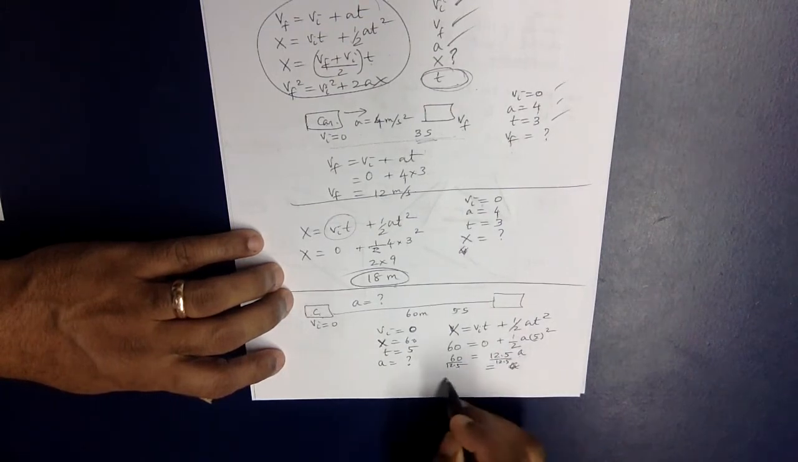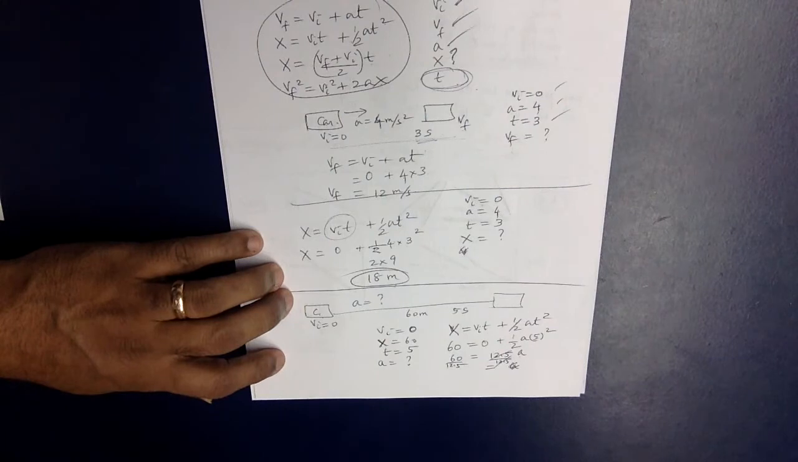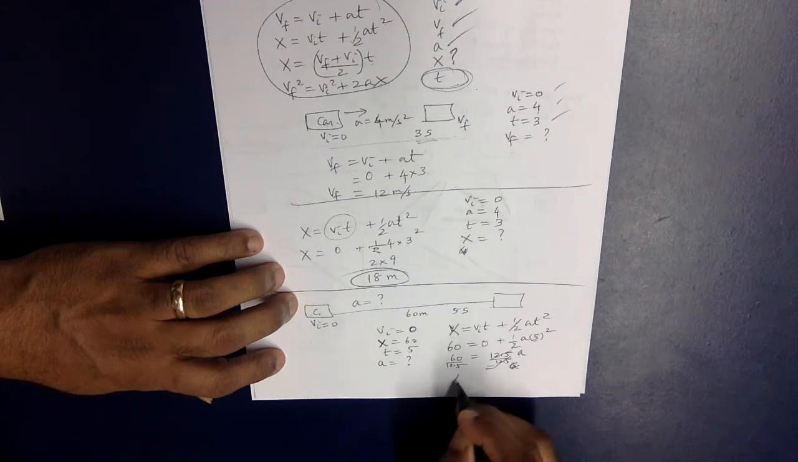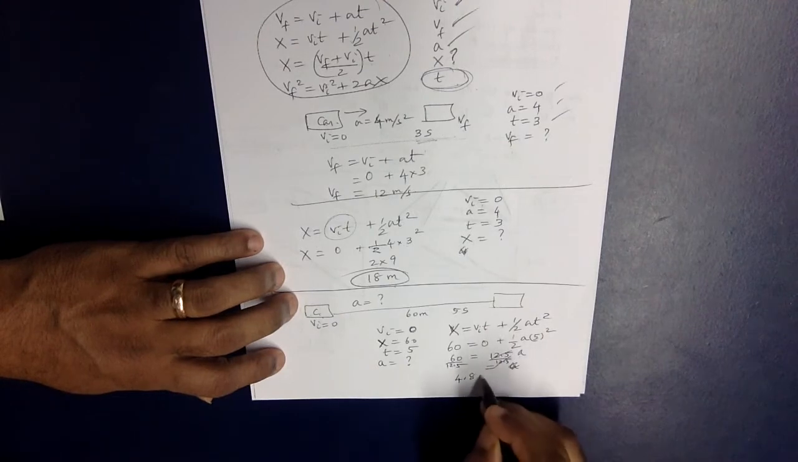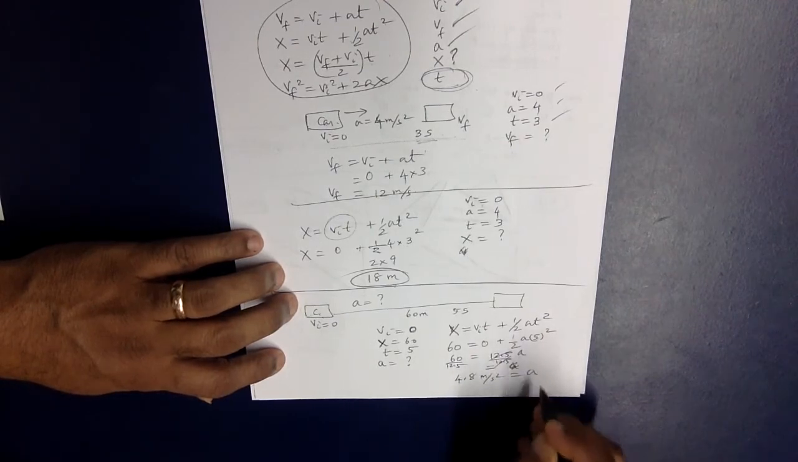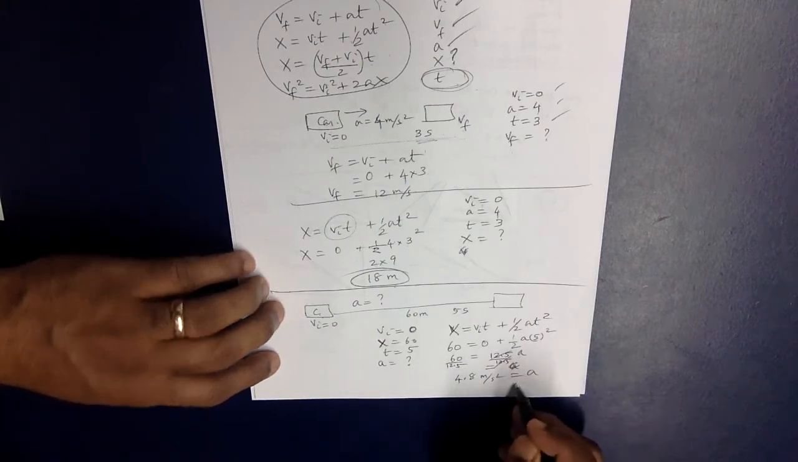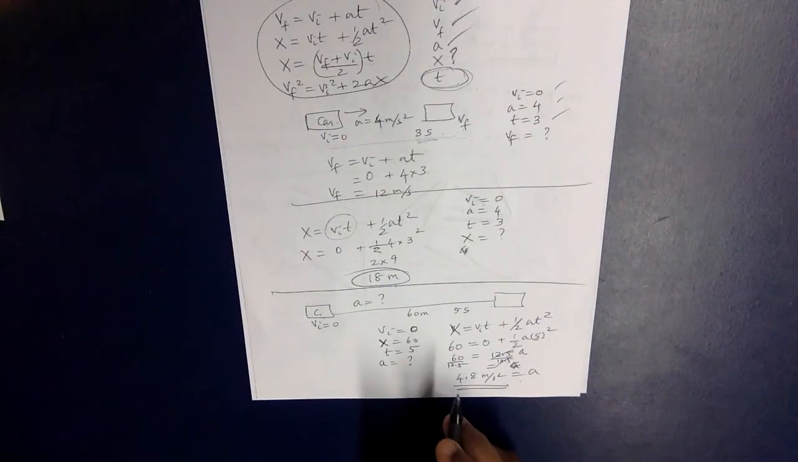Divide both sides by 12.5. So when you divide both sides by 12.5, you get 60 divided by 12.5, which is 4.8 meters per second squared. That is your acceleration. Hope you get that clear. So all the equations, you should be able to work with this concept.